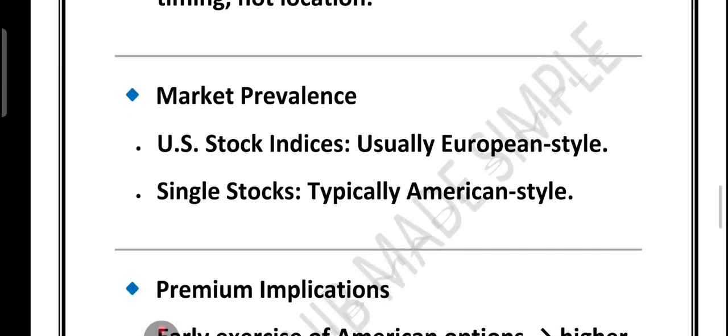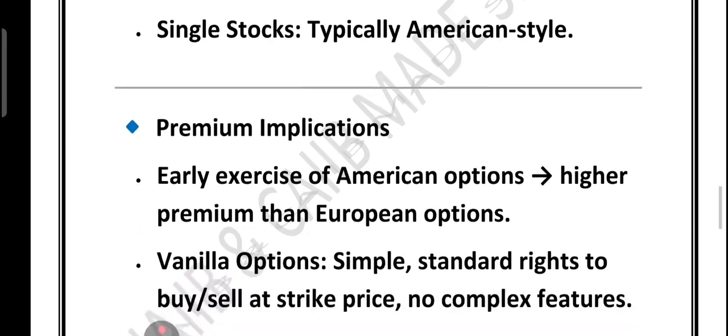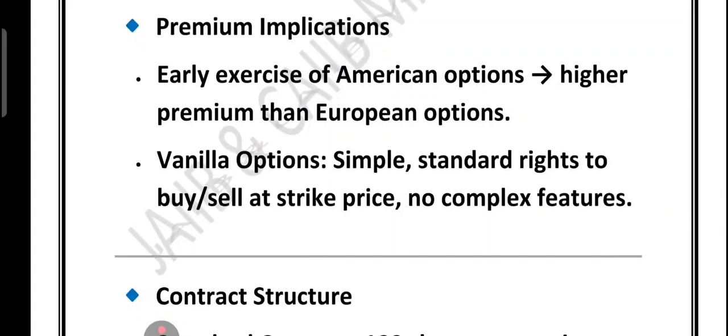Then we have the market prevalence. What does it mean? Most US stock indices use European style options, and individual stocks usually follow the American style option. Remember, indices can be European, and single stock means American. Then we have the premium implication. American options are costlier than European ones because of the early exercise flexibility.